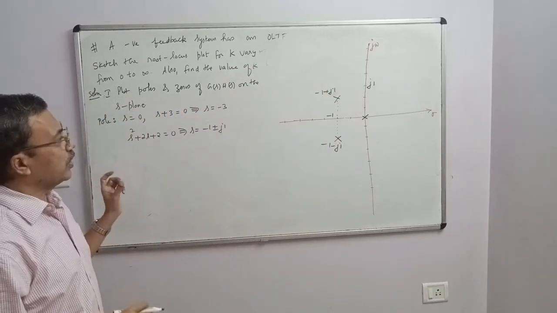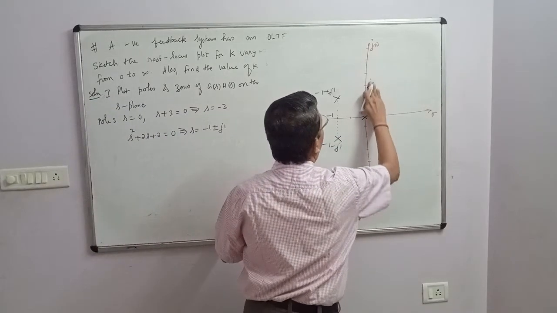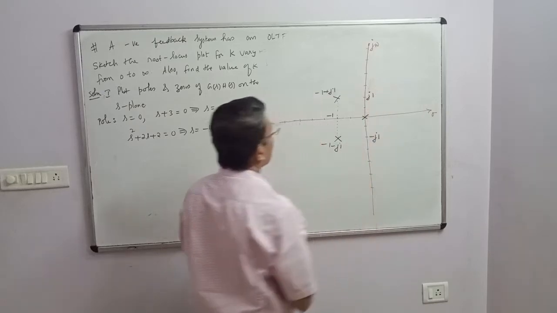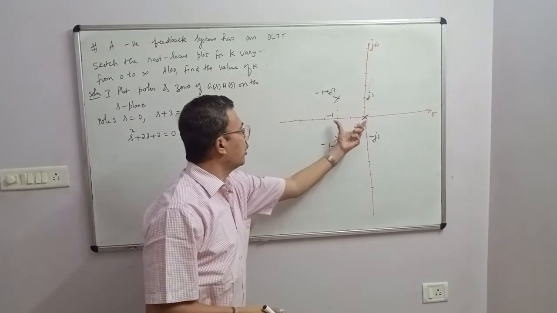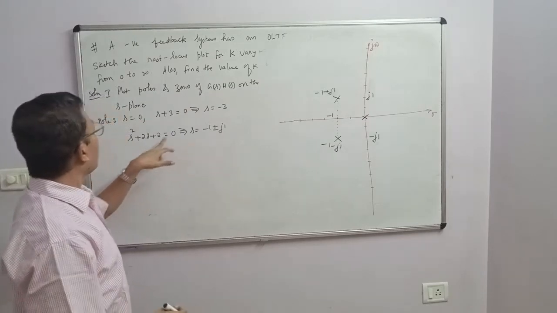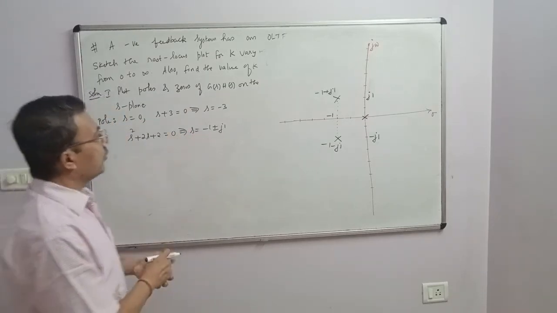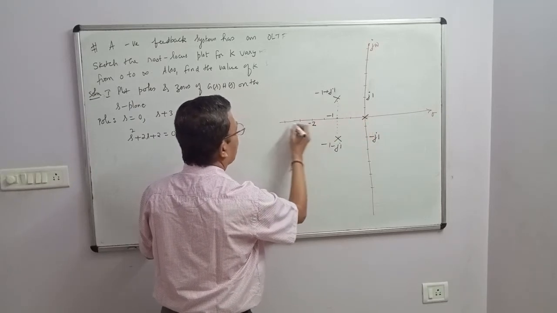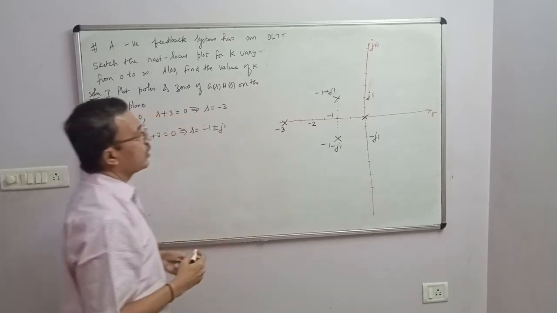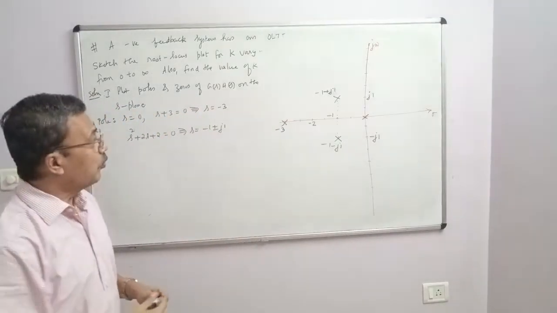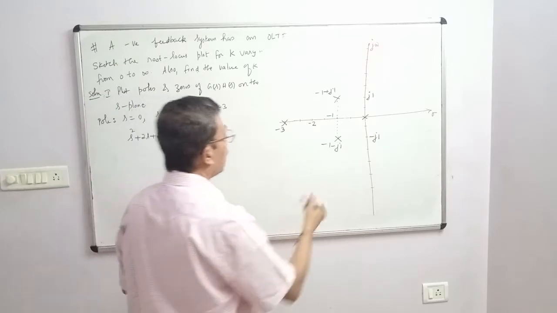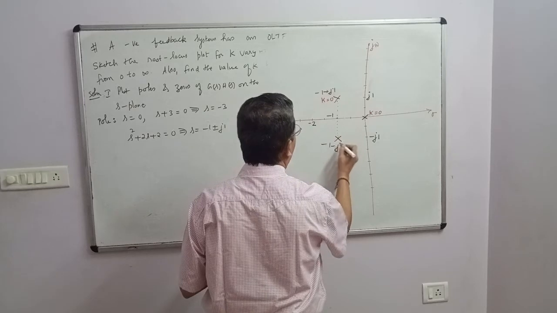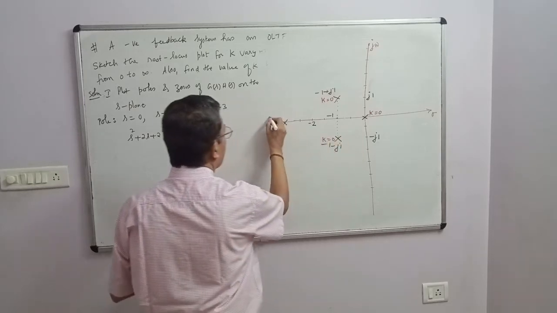We take 1:2 scale. This is j1 and this is minus j1. That means 2 centimeters have been taken to plot minus 1. Next minus 3. Minus 3 means 6 centimeters. This is minus 1, this is minus 2, this is minus 3. Where poles are there, you mark K equal to 0.